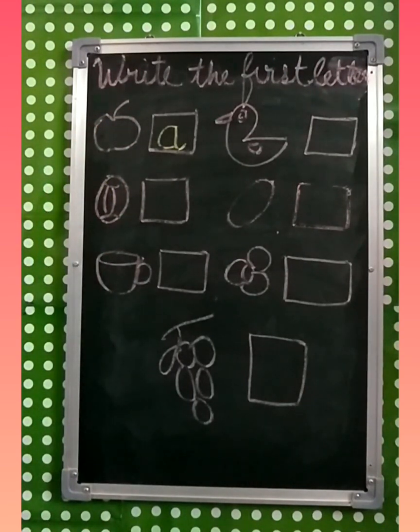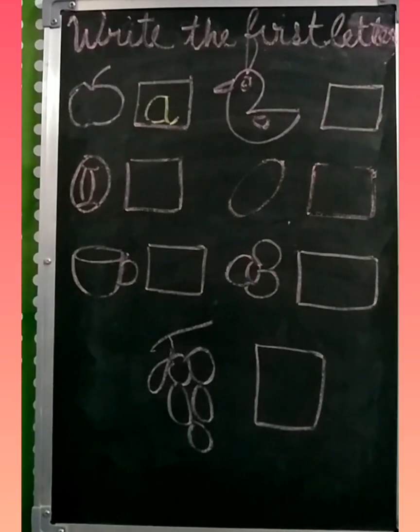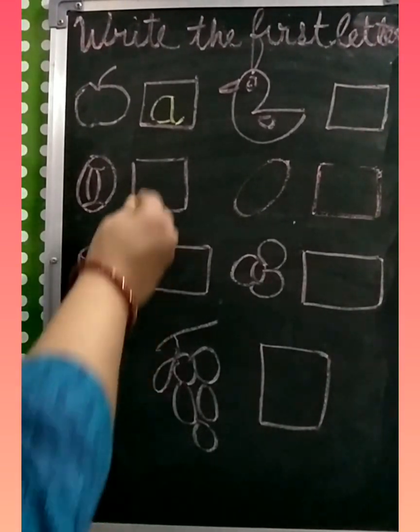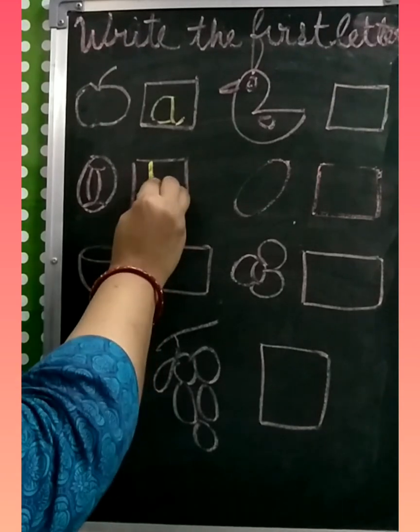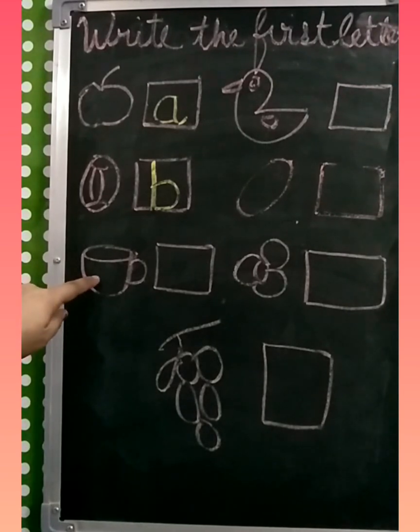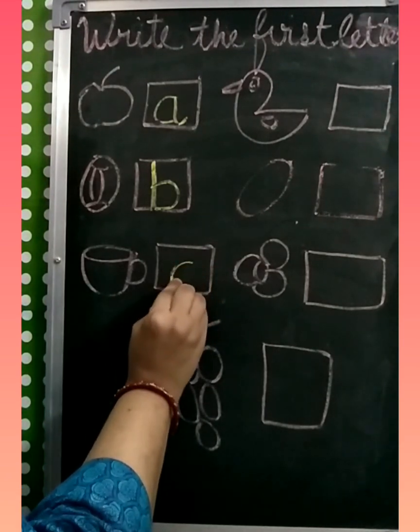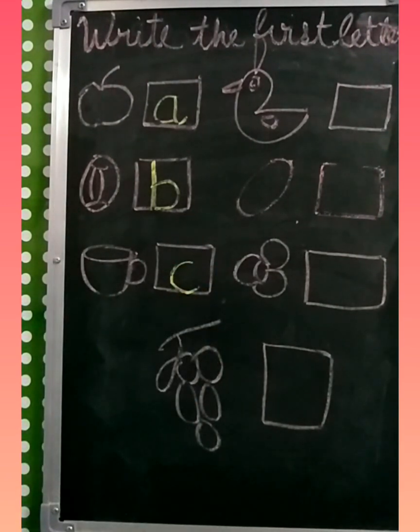Apple. Okay? Then is ball. Ball. Remember? So children, what you have to write? Okay? So how you will write this? First we will make one standing line and big tummy. This is small b. Right? Then cup. Can you see this? Cup. It starts with C. Yes, we will make small c. Absolutely correct.